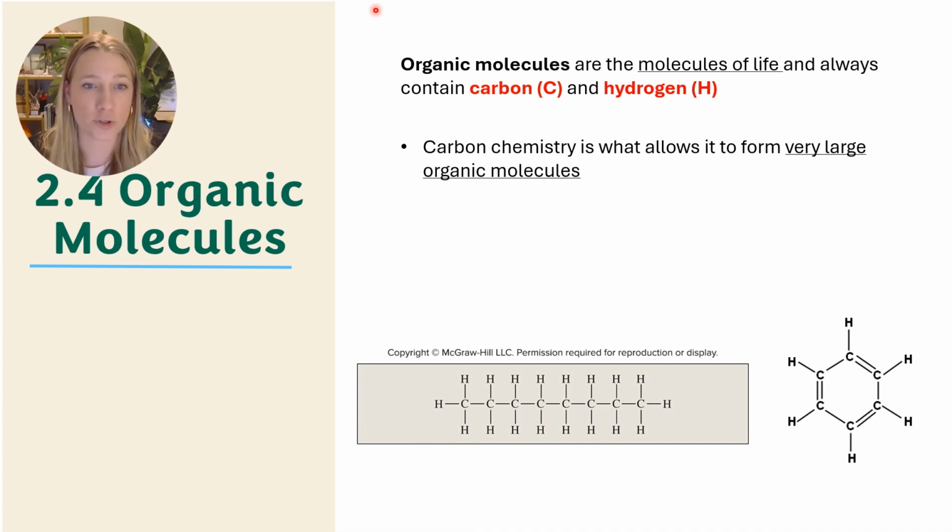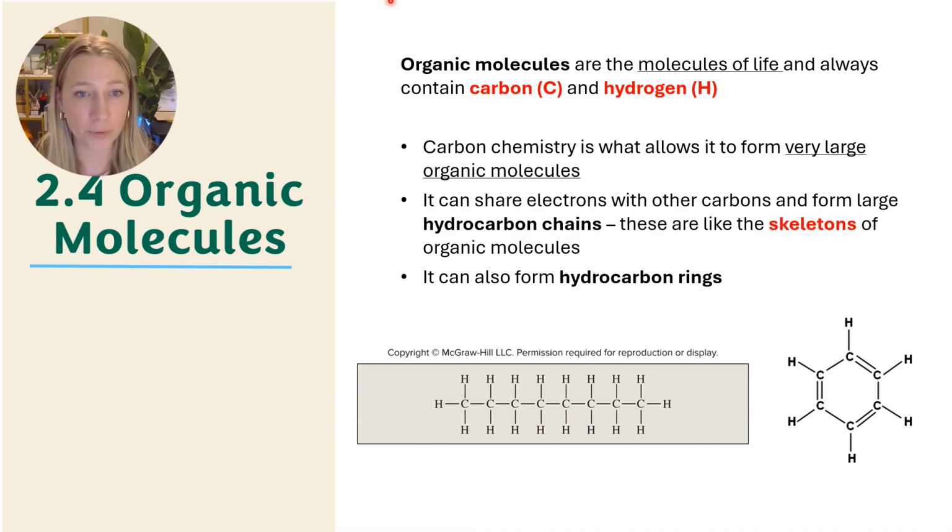What makes carbon so special? Why does it have to be in every organic molecule? This has to do with its valence chemistry. So carbon has 4 valence electrons, meaning that it can form up to 4 covalent bonds with other atoms. This allows carbon to act as a versatile backbone for large complex molecules. So with carbon being able to bond to other carbon atoms, it can form large hydrocarbon chains. This serves as a skeleton for organic molecules.